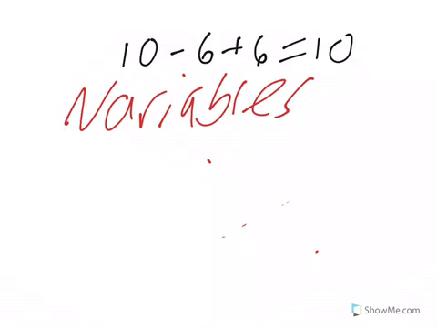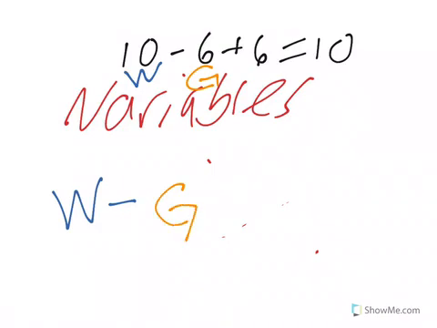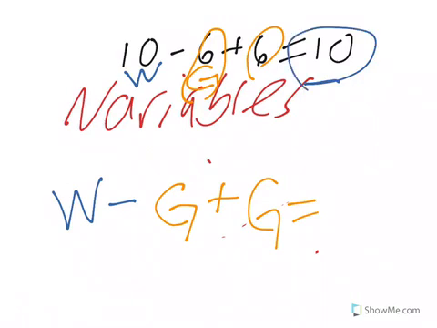So if we wanted to say we're going to use W in the place of 10, we could have W minus, and then let's say we wanted to use G. Why not? G in the place of 6. W minus G plus, well, here we have another 6, and we've already established that G is 6. So plus G equals, and then our answer to the equation was 10. We've already said that 10 is W, so we put W again, right? W minus G plus G equals W.